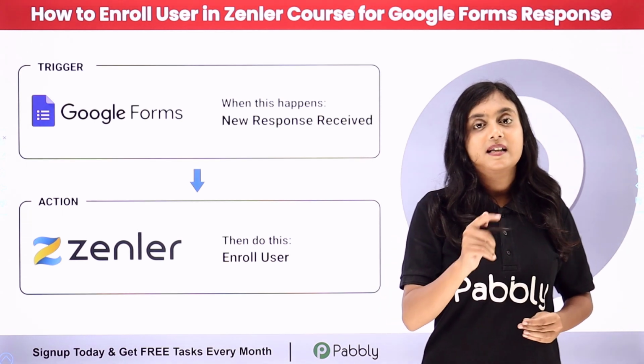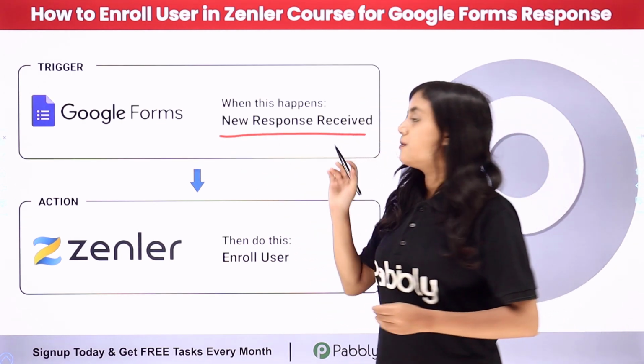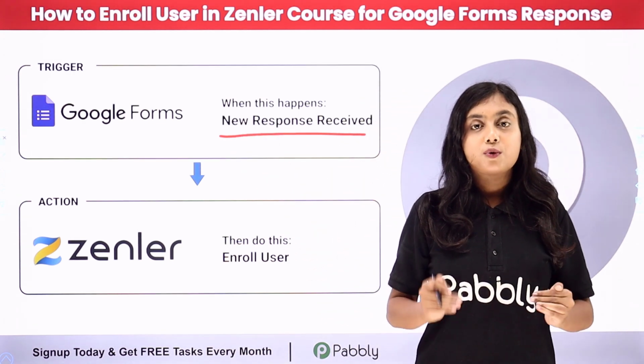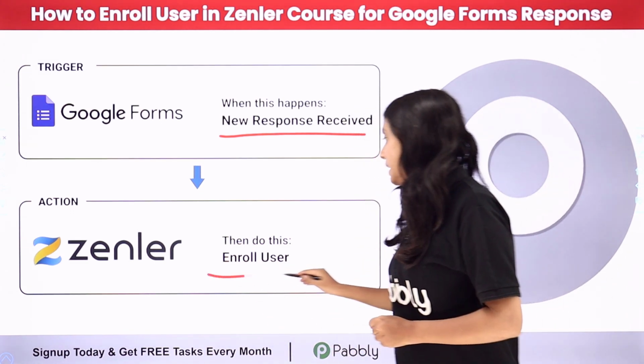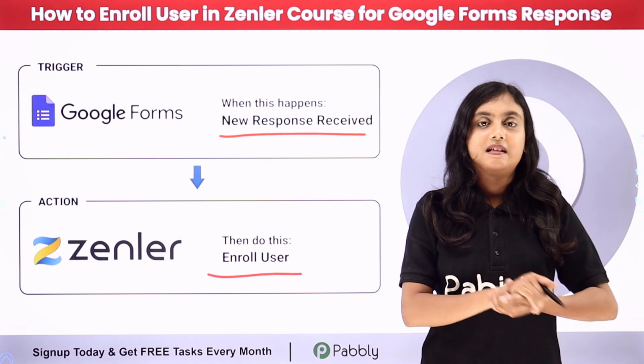So my objective is that as soon as my students do a form submission with the help of Google Forms to enroll themselves in the free course that I am selling, that student should automatically be enrolled in the course that I have created in my Zenler account.